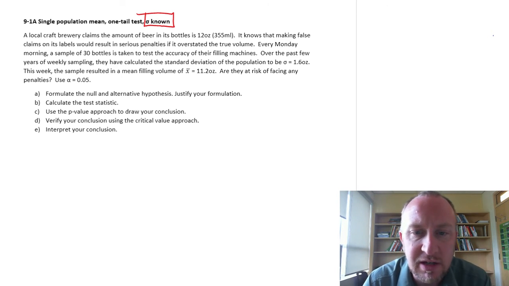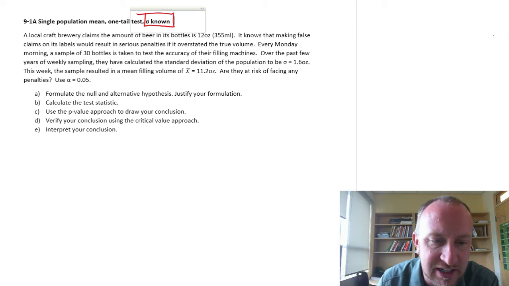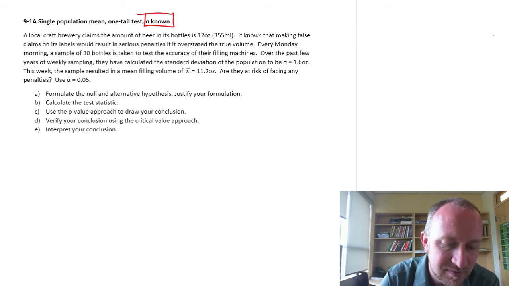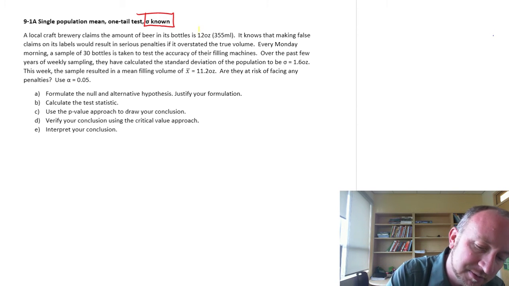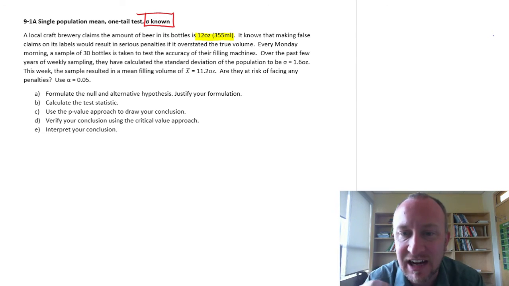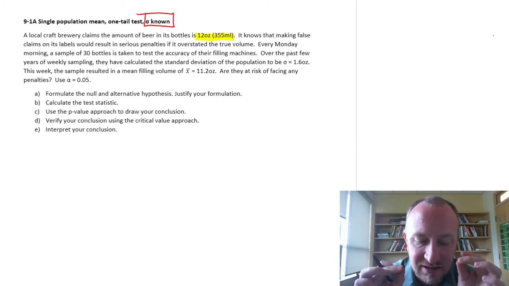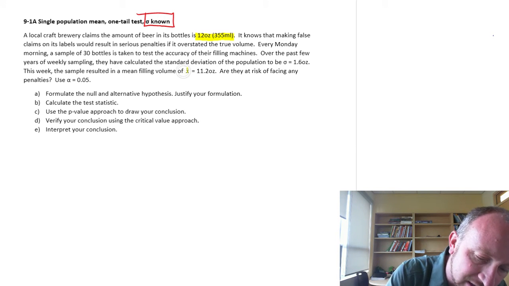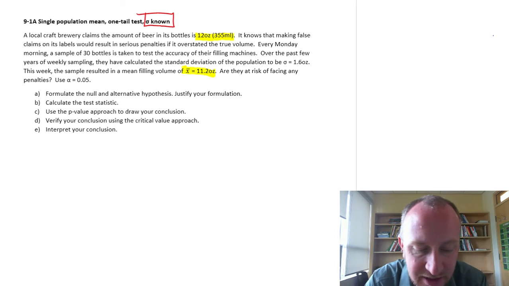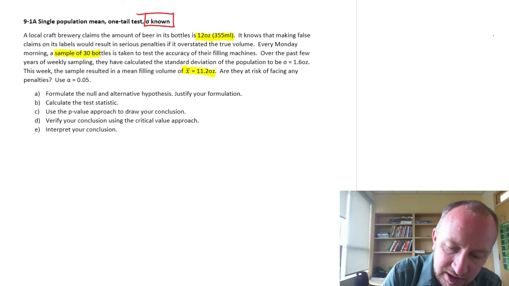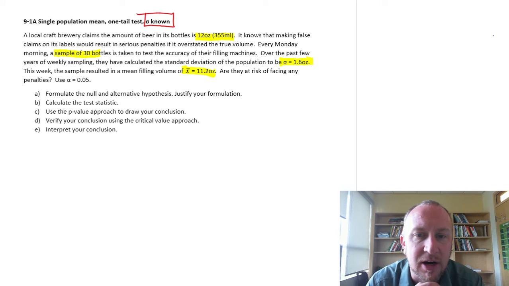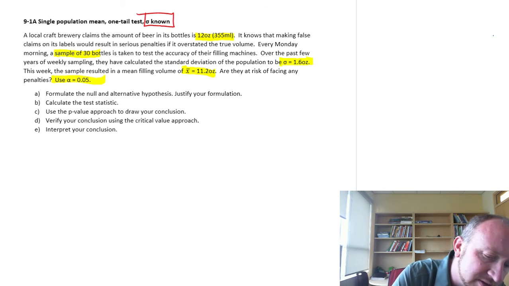We want to know, are we at risk of facing any penalties? So where do we begin? The first thing that I always suggest students do on these problems is go through what can sometimes be a lengthy word problem and pick out the important information. Here I'm going to need this value because this is our hypothesized value, the value against which we're going to be testing this sample mean. Here's our sample size, and here's our standard deviation for that population. And over here we also have our level of significance.